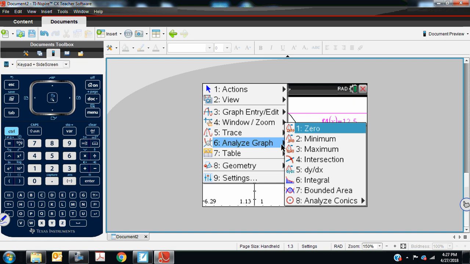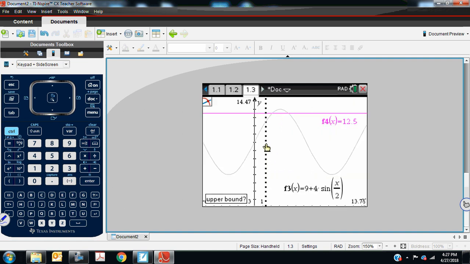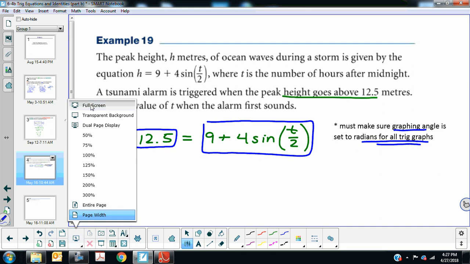So we go to menu, analyze graph, intersection, click on the left and right, and we're only looking for the x value, which is our time in this function. So 2.13. We have to check out the units here.